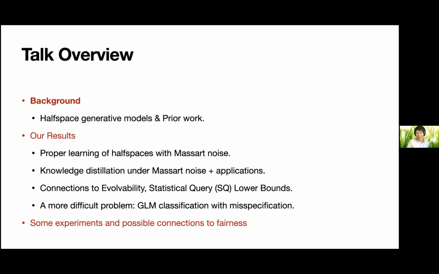Okay, so how is this talk going to be structured? Basically 3 parts. The first part, I'll mostly just talk about the background. What is the Massart noise model? What is the prior work that existed? The bulk of the talk, of course, will be about the results. And at the end, there's a short section on some proof of concept experiments that we did and how there are some possible connections to fairness there.